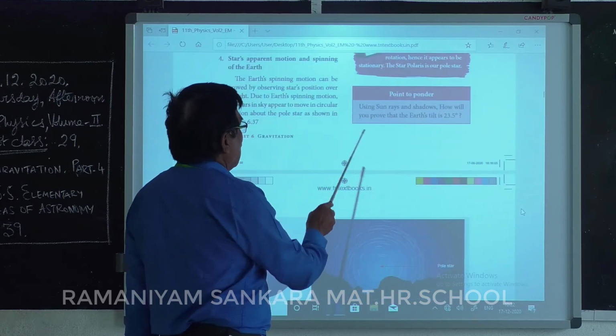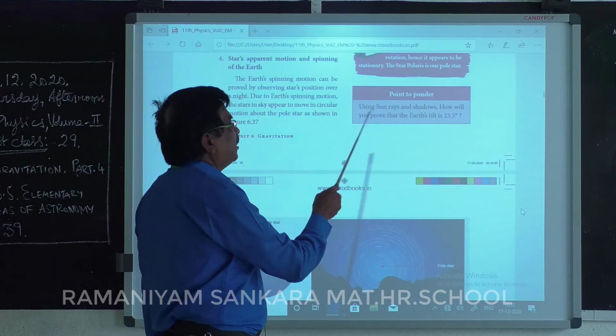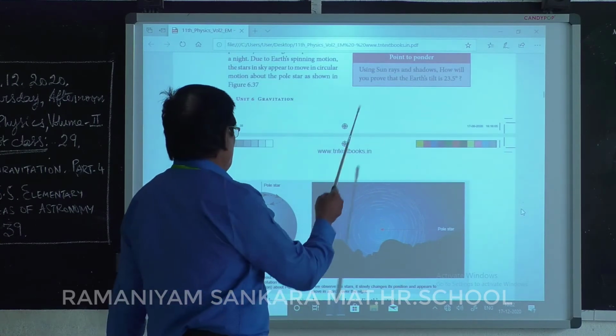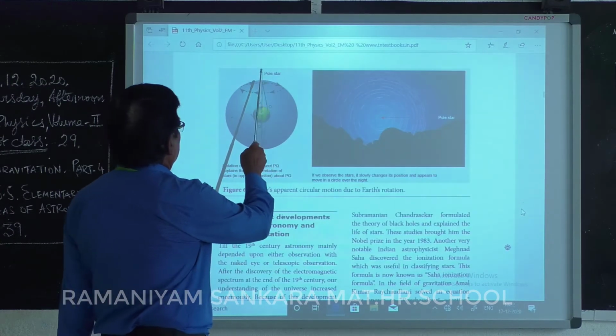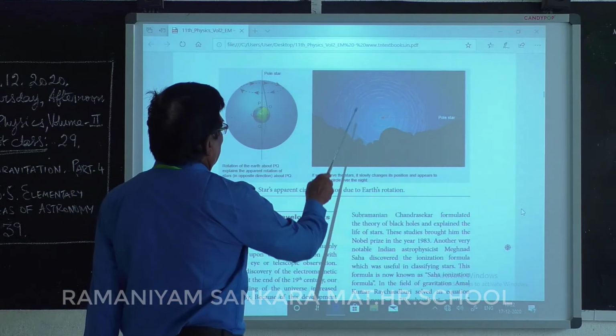Point to ponder. You got to remember. Use a sunrise and sunset. How will you prove that Earth is tilted 23.5 degrees? Then we have to do it as homework. Okay, pole star here. It appears to be a star's apparent circular motion due to Earth's motion. Here is the pole star.